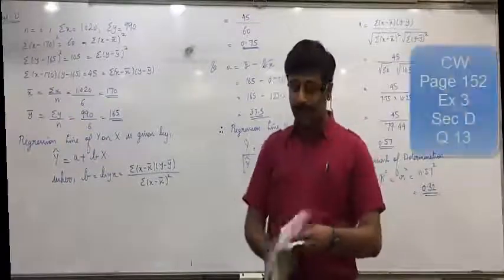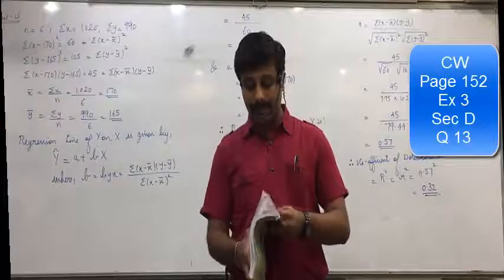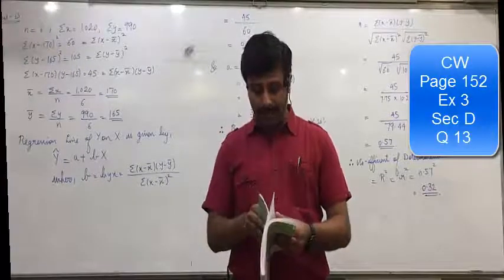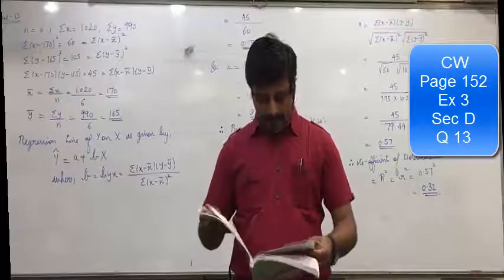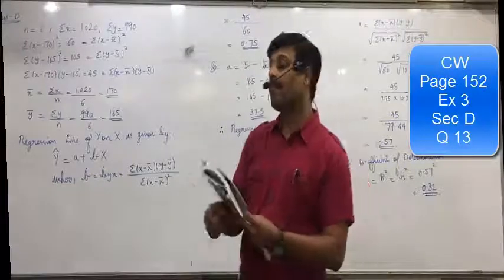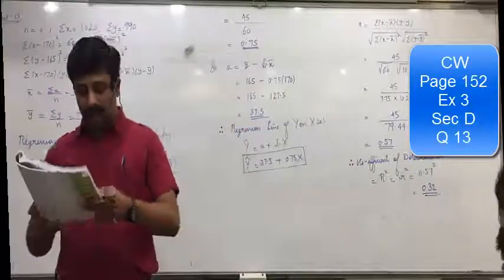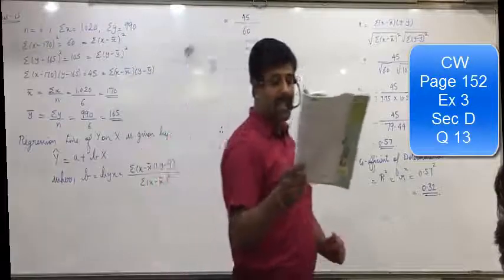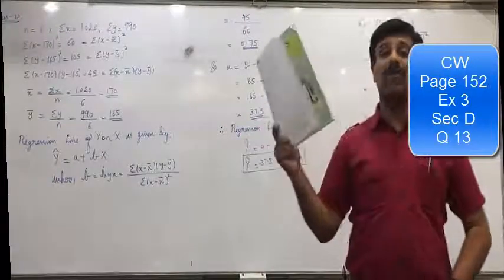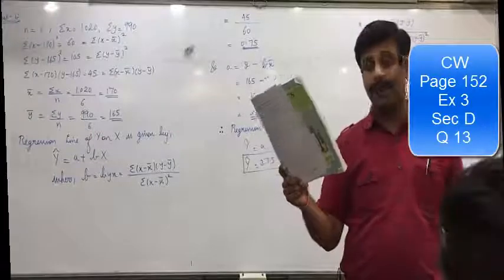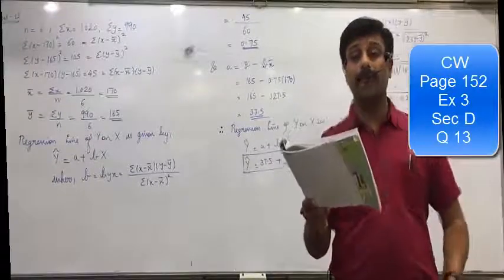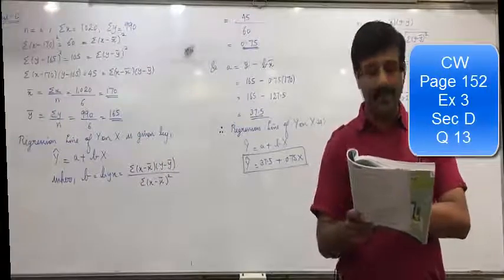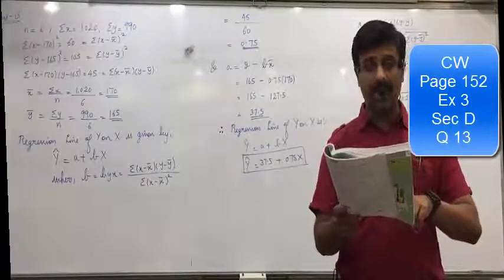One more question. Exercise 3, section D, question 13, page 152. I am discussing this also, you do it on your own, it's a short question. The following results are obtained for a bivariate data. What do you mean by number of observations? Mark it as N. What do you mean by mean? For X it is X bar, 100, and for Y it is 100, that is Y bar.